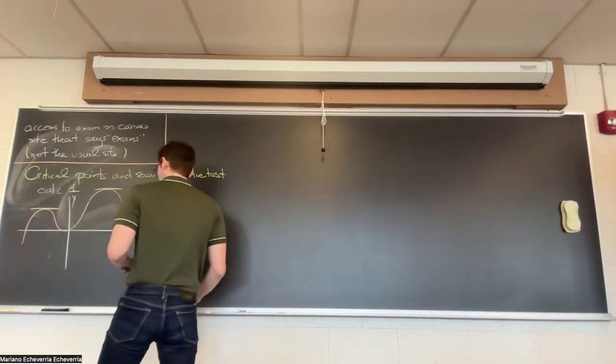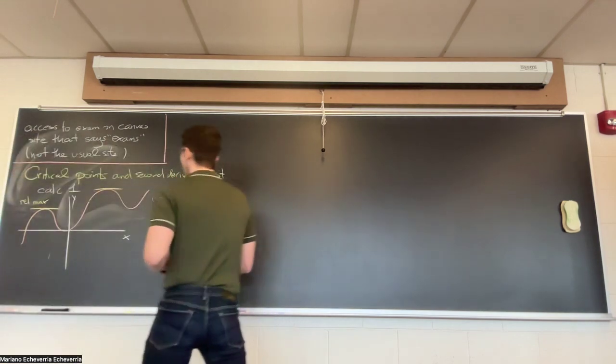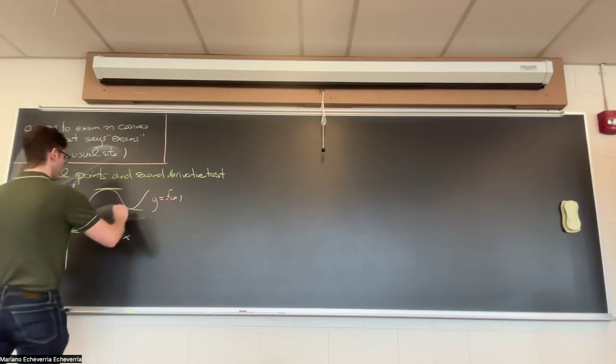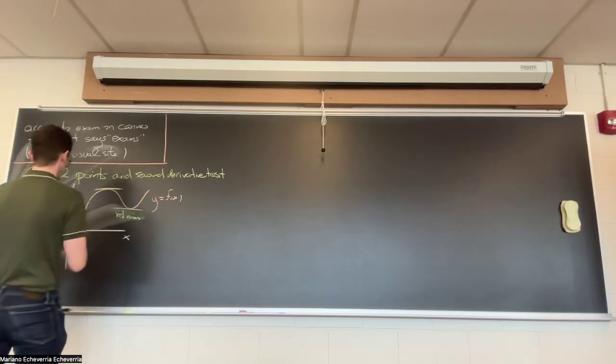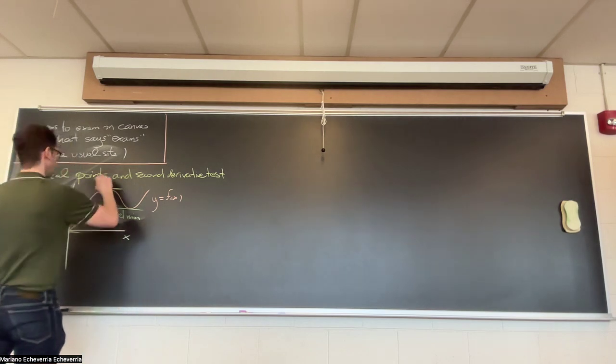So in this picture, this is where the relative maxima are located. And in this same graph, this is where the relative minima would be located. So that's how these two work: relative min and relative max.